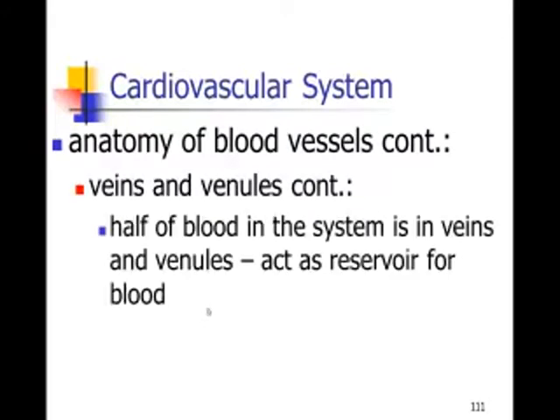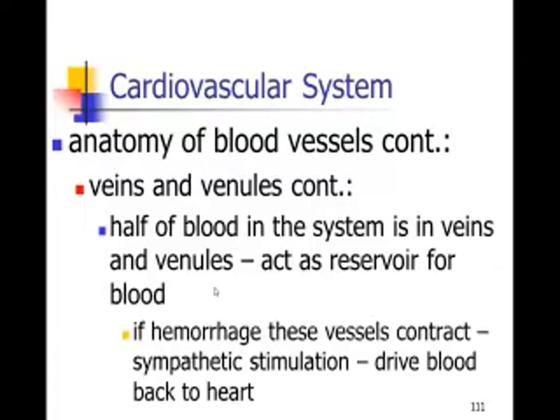Okay, half of the blood in our system is in the veins and in the venules, and so these vessels can actually act as a reservoir for blood that can play a role when you have hemorrhaging, because these vessels can contract and drive blood back to the heart to make up for the loss in the hemorrhaging. Okay, the contraction of these vessels occurs because of sympathetic stimulation, and as I just mentioned, it's going to drive blood back to the heart.